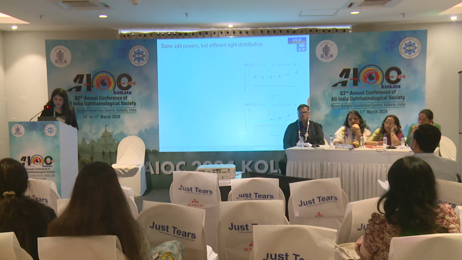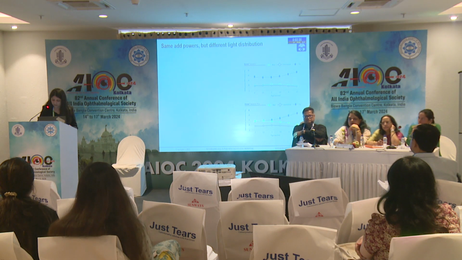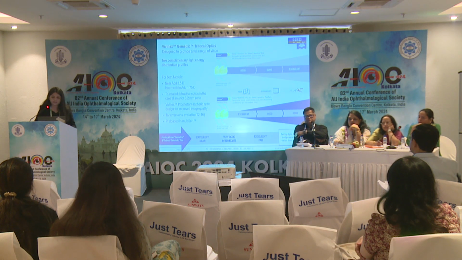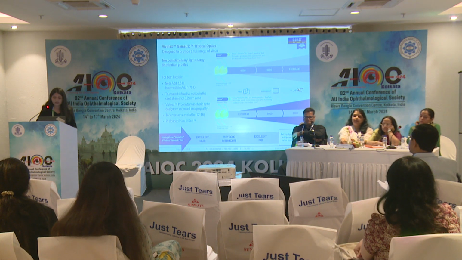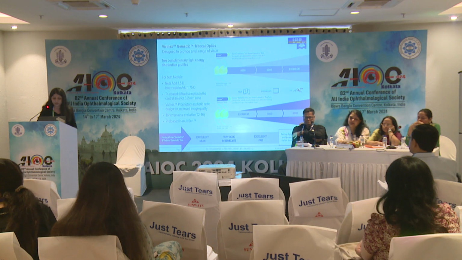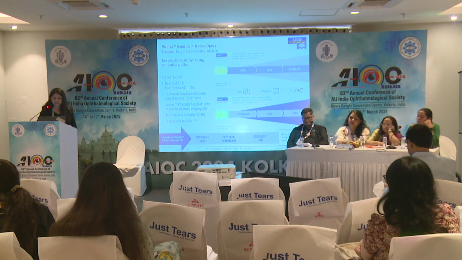In the next slide we can see... Okay. So basically the Geometry lens provides excellent distance vision and good intermediate and near vision, and the Geometry Plus provides an excellent near vision with good intermediate and distance vision. So when we pair this by placing Geometry in one eye and Geometry Plus in the other eye, it causes pairing of the light distribution because of the complementary light energy distribution profiles, and it results in an excellent near as well as far vision and a very good intermediate vision.